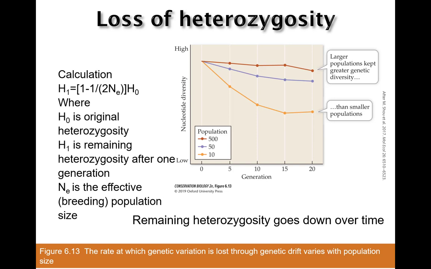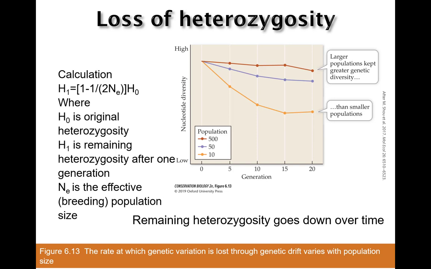When we talk about populations and genetic diversity, we also talk about loss of heterozygosity, and that's the rate at which genetic variation is lost through genetic drift. We can calculate that with this equation, H1 equals (1 minus 1 over 2Ne) times H0, where H0 is our original heterozygosity in the population, H1 is what's remaining. That's what we're trying to calculate. And Ne is that effective breeding population, so how many animals are actually breeding in the group.